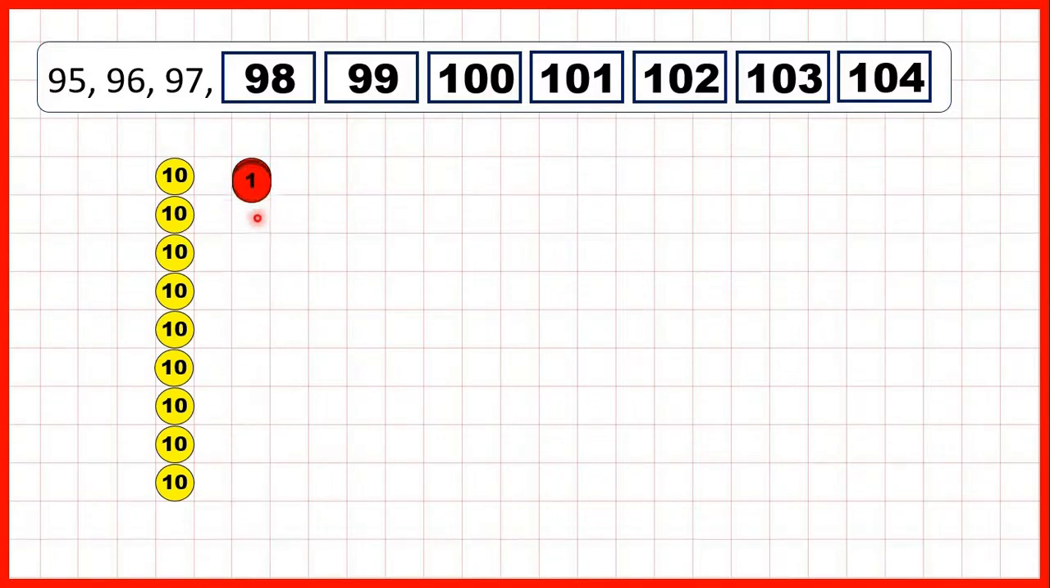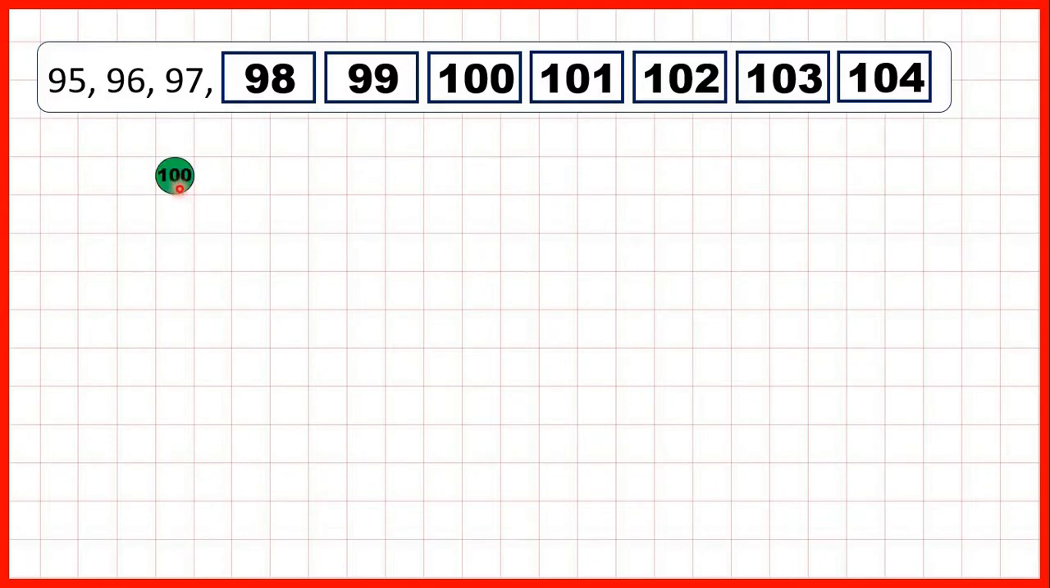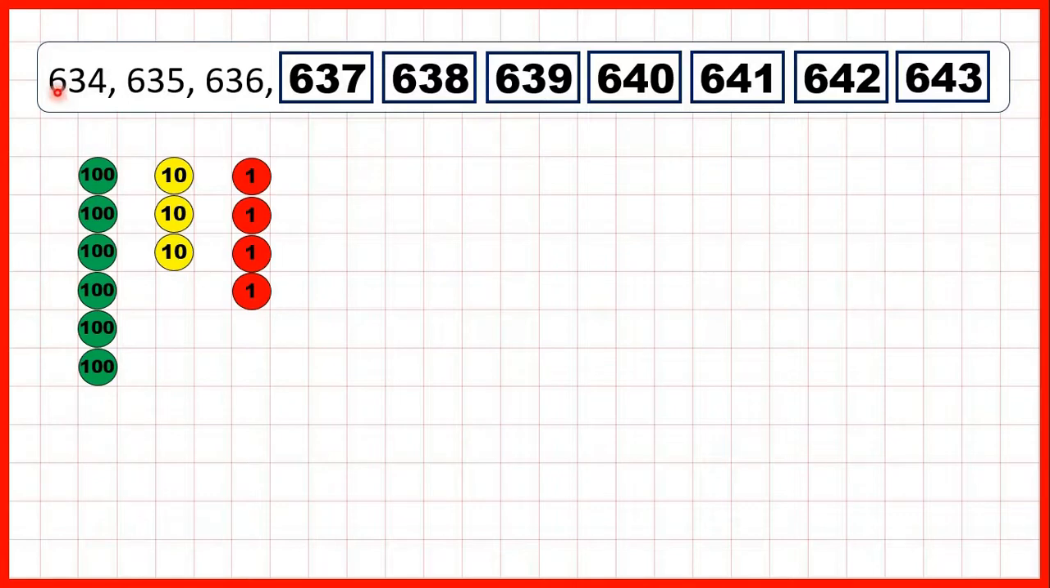We need to exchange those 10 ones for 1 10. But doing that gives us 10 tens. So we need to exchange those 10 tens for 100. Then we can continue counting in ones until we get to 104. Then we started with 634, so there's 6 hundreds, 3 tens and 4 ones. We can keep on adding ones, but when we get 10 ones, we need to exchange those for 1 10, and then we can continue adding ones until we get to 643, so 6 hundreds, 4 tens, 3 ones.